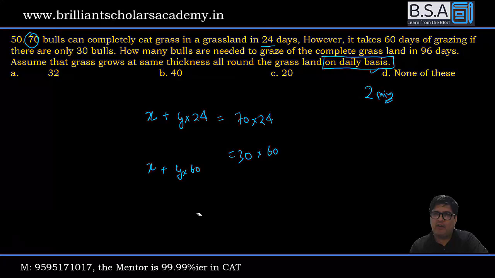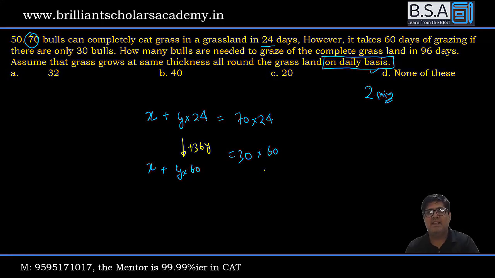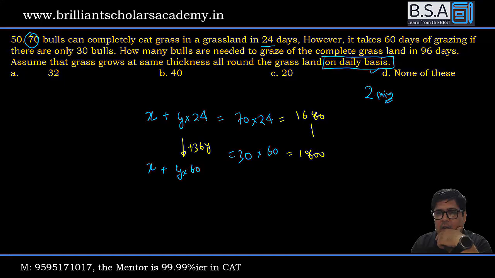You can use your calculator, or without it also, you can try. So what I notice here is X is common. What is the increase? The increase is 36y. On the right side, I have to perform calculations. This is 1680 and this is 1800. What is the increase on the right side? On the right side, the increase is 120. So 36y is equal to 120.